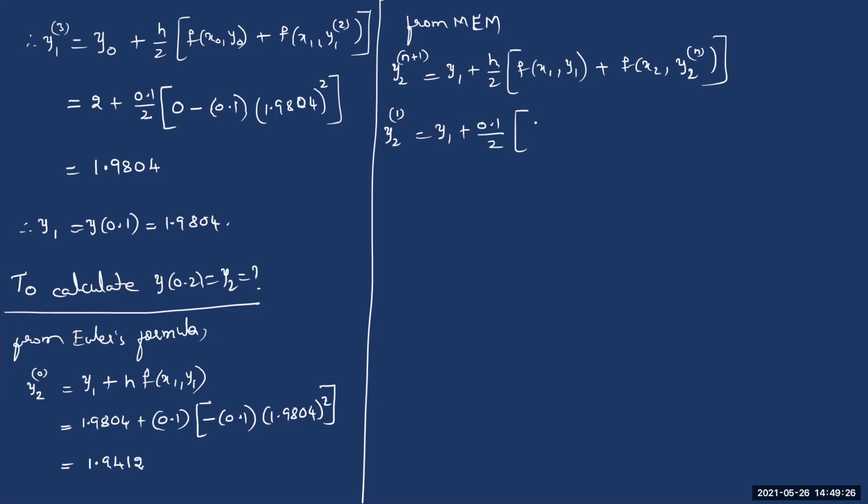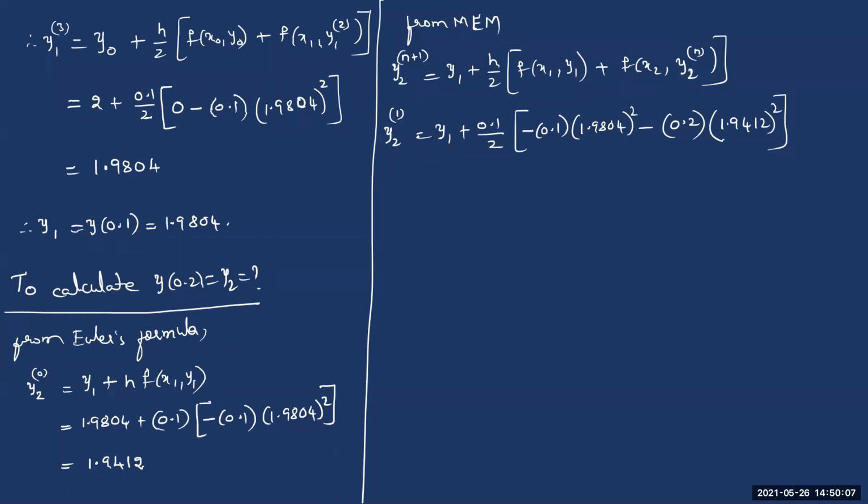Let us be careful in substituting the values now. Minus x1 is 0.1 into y1 square. See how much is y1? It is 1.9804 whole square. Now plus, actually you should take plus, but in the function if you have a minus, that's how I'm taking this as minus. Now this time what you're substituting is x2, which is 0.2, 0.2 into y square, y2 0th approximation. How much is the 0th approximation? Y2 0, we got it as 1.9412, I'm just substituting that 1.9412 whole square. Right. Let us simplify this.